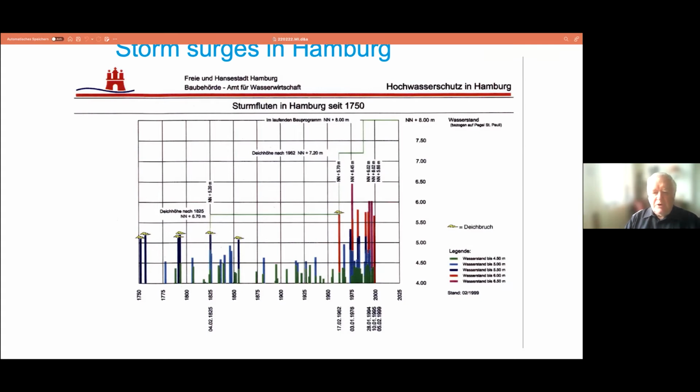The surge heights were considerably lower than what we have seen before. If that is real or not is something else. But then in 1962, that is 60 years before almost today, we had the big disaster on the 17th of February 1962, where the 5.70 meter high dikes were breached. And since then, we had more and more very high storm surges, the biggest one in 76.